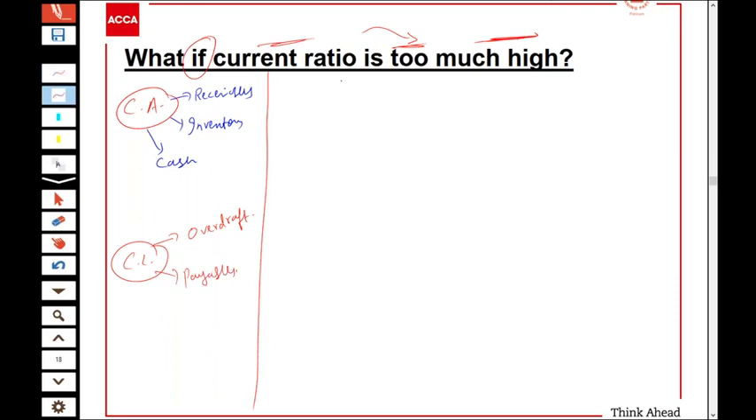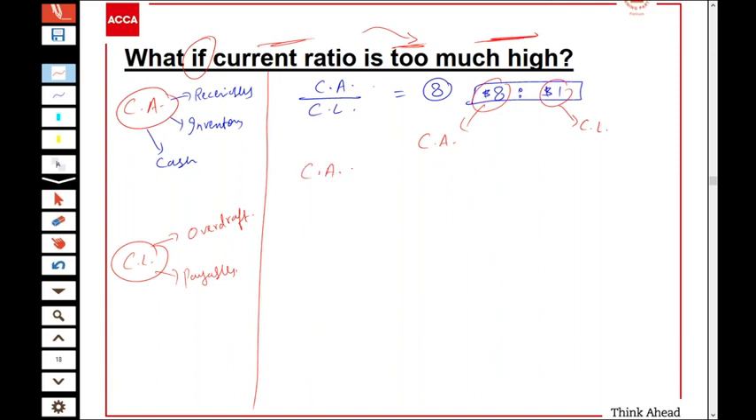We have payables. Now let's calculate the answer. Current assets upon current liabilities, and the answer is, let's say, 8. So that means 8:1. That means you have $8 of current assets to settle $1 of liability. That means you have too many current assets. That is 8 times, too high.